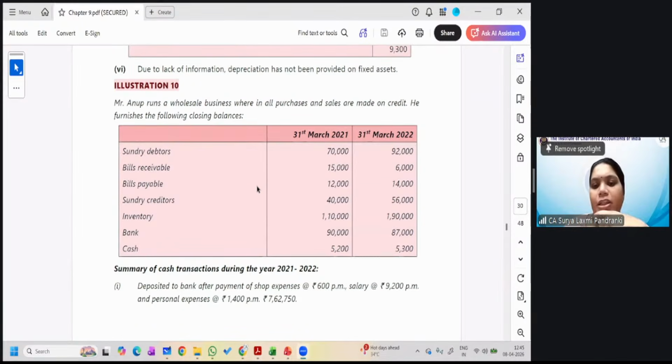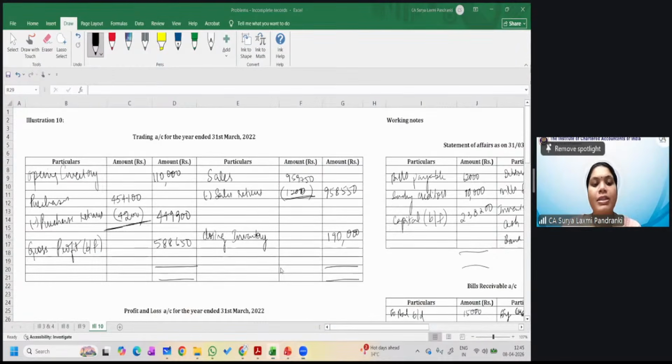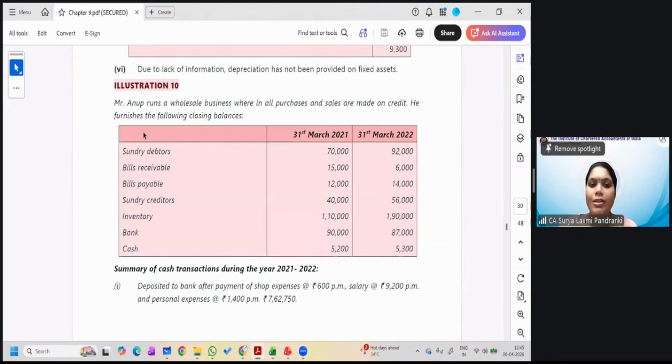Okay, this 10th question, maybe I will just give a summary of what we have done here in the 10th question. I know this is a little critical question when compared to the previous questions that we have done. So in the 10th question, the information given to you is the opening and closing balances of a few accounts.